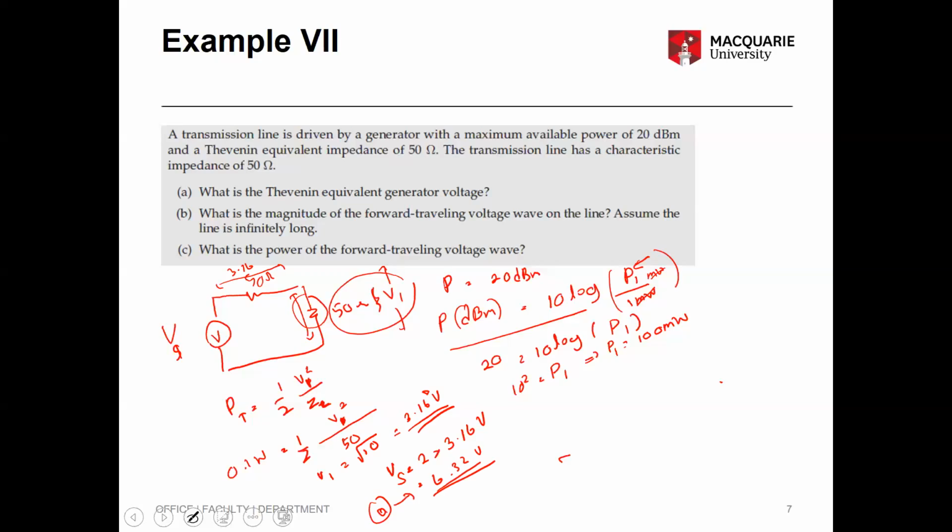What is the magnitude of the forward traveling voltage wave on the line? We already calculated that as 3.16 volts, so part B is 3.16 volts. Assume the line is infinitely long here. Part C: what is the power of the forward traveling voltage? When they ask in terms of dBm, it's already given. Without even calculating, because the impedances are the same, 50 and 50, your reflection coefficient is 0, therefore full power is delivered to the transmission line.